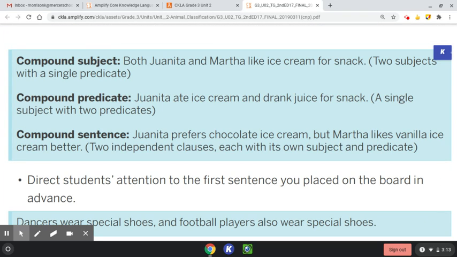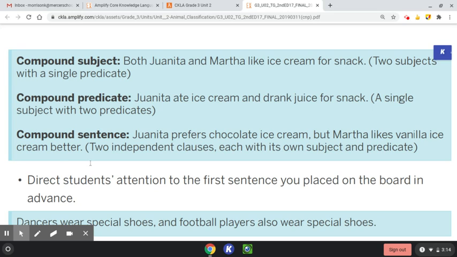Okay, so then the next sentence where it says compound predicate, it says Juanita ate ice cream and drank juice for snacks. So our subject is Juanita. That's who the sentence is about. There's only one of her, so there's only one subject. And then she ate ice cream and drank juice. So she's doing two things. She ate ice cream and she drank juice. So those are two predicates, two things that she's doing. The subject is doing two things, so there's two predicates.